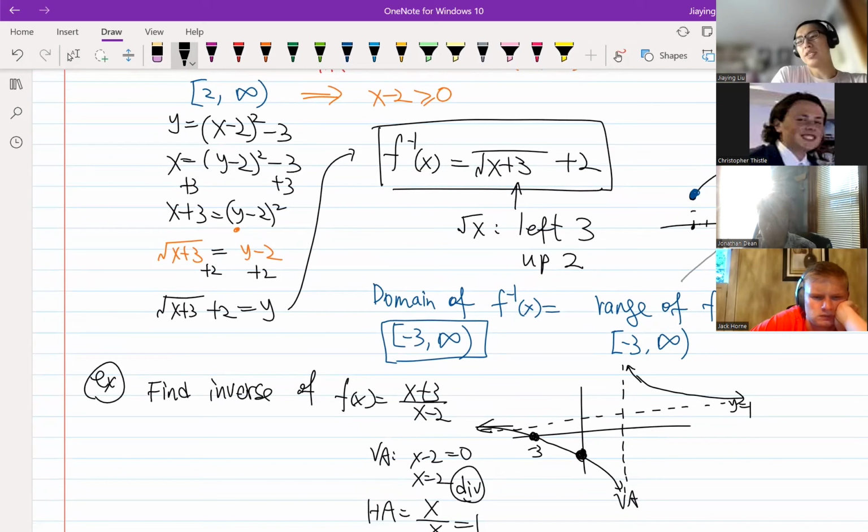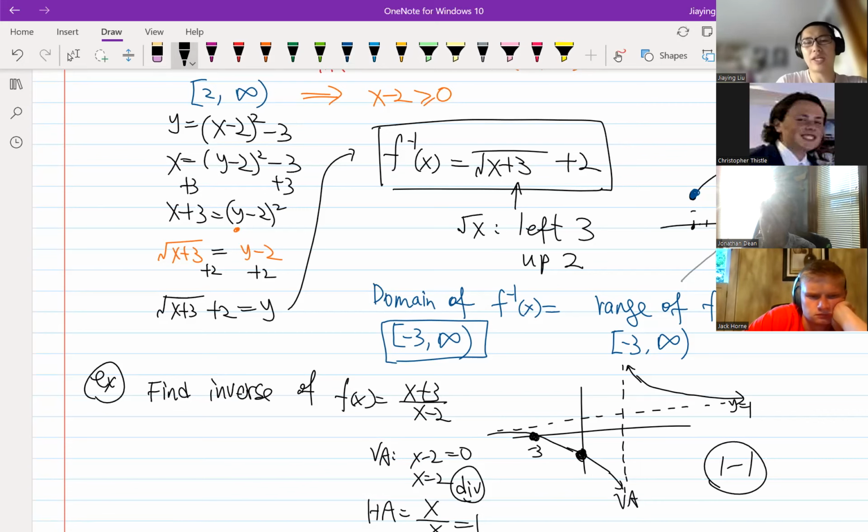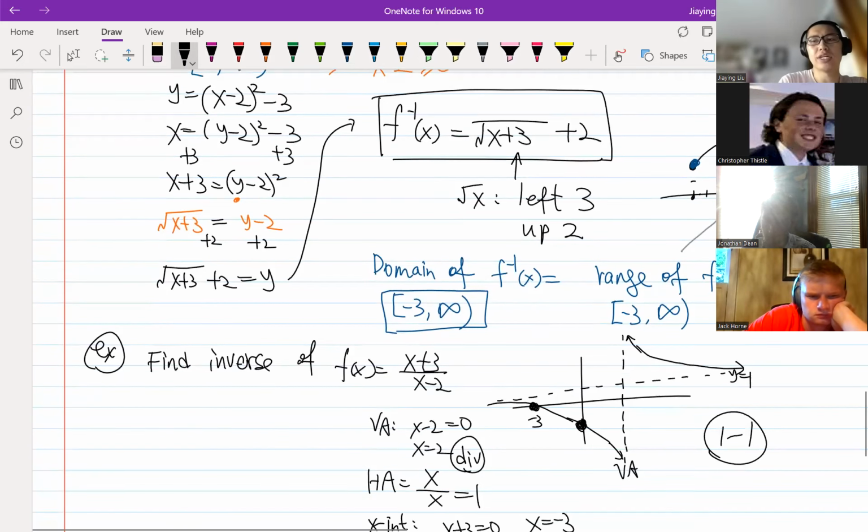And you probably wonder, does it pass the vertical line test? Does it pass the horizontal line test? Is it 1-to-1? It is, even though I probably didn't draw it well. So the graph probably looks like this. So it is 1-to-1. That means we can just find the inverse using the normal process.